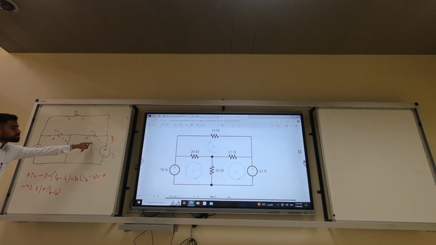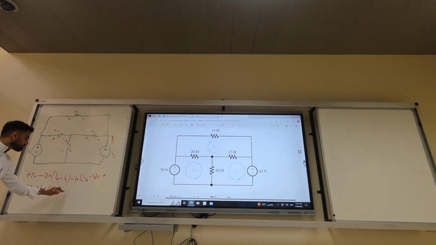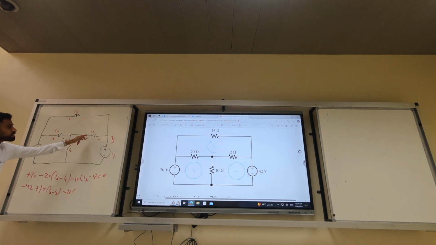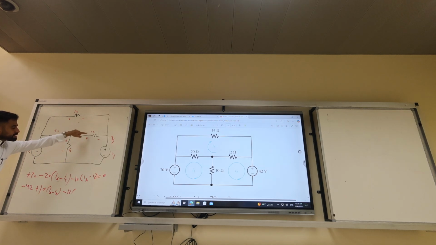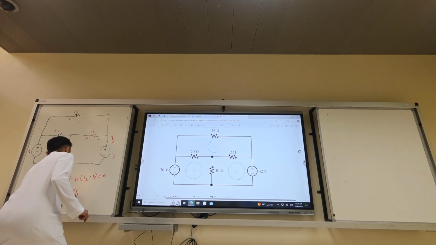Here, voltage rise or voltage drop? Voltage drop. Minus 12. What's the current that goes through the resistor, reference to the right? IB minus IC. Equals?